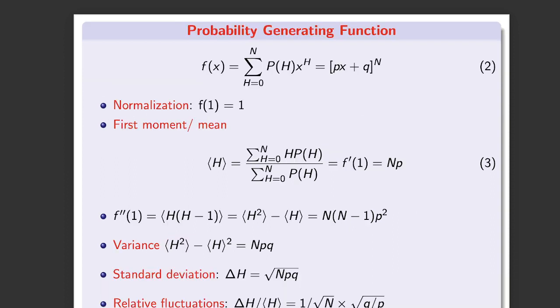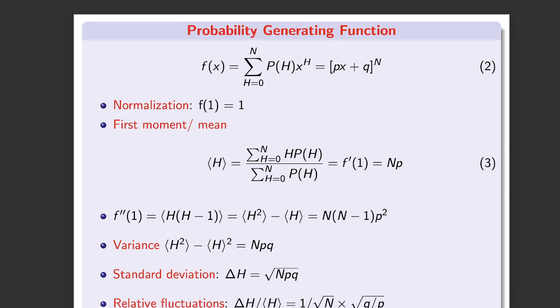Now let me tell you how one can use the probability generating function concept in order to calculate various important quantities of interest. So equation 2 gives an expression for the probability generating function. It is basically probability multiplied by x to the power h, and then there is a summation sign running from 0 to n. So eventually we get a simple expression (px + q)^n. Its normalization is easy to verify. If you set x equal to 1, then p plus q will become 1, 1 to the power n is equal to 1. So it is well normalized.